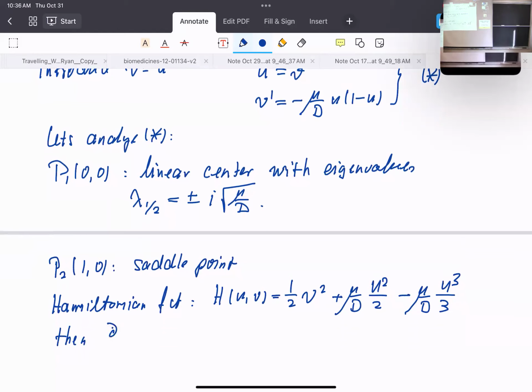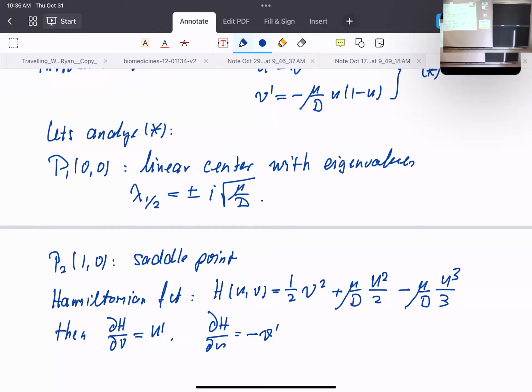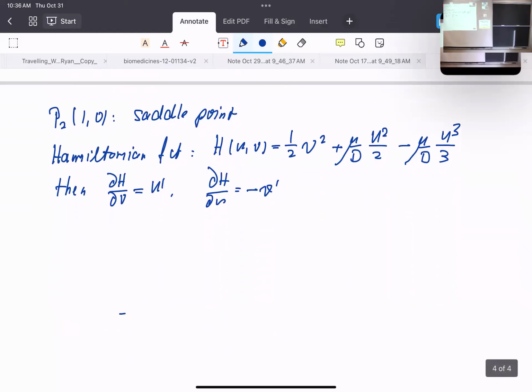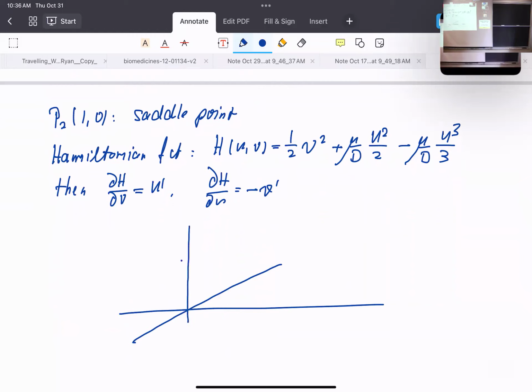So this is good. I write this down here as well. So dH by dv gives us u prime, and dH by du gives us minus v prime. That is the definition of a Hamiltonian function. You can check it out. This works just wonderfully. Okay, and now I can put this over the phase portrait. Let's see, this is going to be an interesting picture. I don't know how good you are in plotting 3D. I try my best. So I want to have U here and V here and the Hamiltonian here.